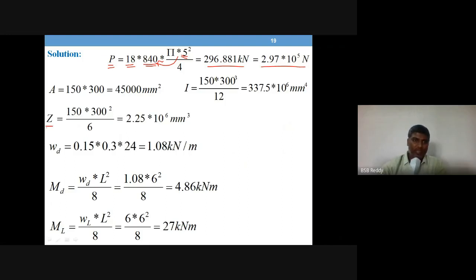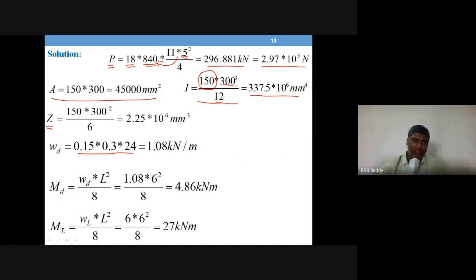And you need Z value for finding stress. So Z means I by Y. So area is required, which is used for finding the load value. Right. So you need I value, moment of inertia, B H cube by 12. As I told you, I use B as 150 and you use 200 millimeters. Okay. So that is working out to be 337.5 into 10 power 6 mm power 4.